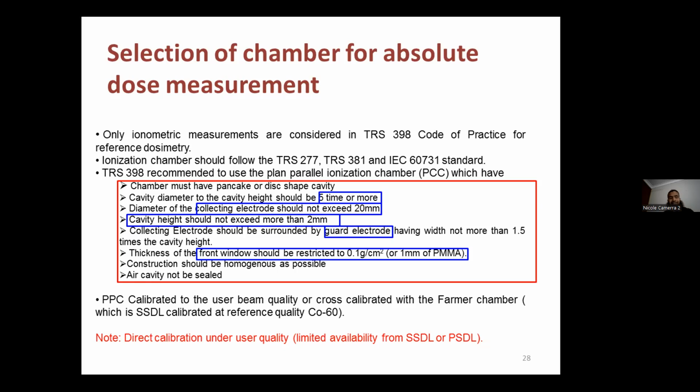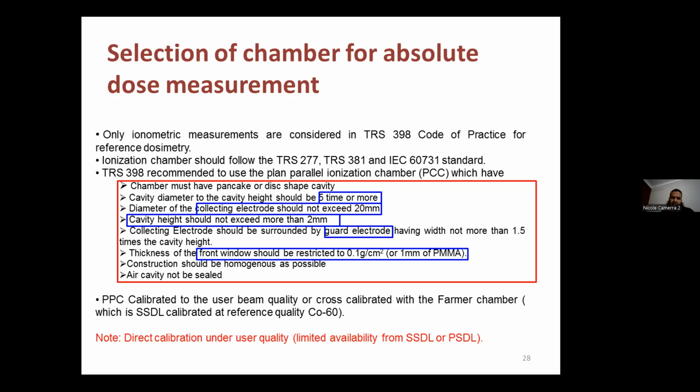It is not recommended in TRS 398, but the provision is available. You can use it, but there are some issues. At the end of my presentation I have put a summary of it, so I hope it will help you. We will discuss it in the last part of the presentation.